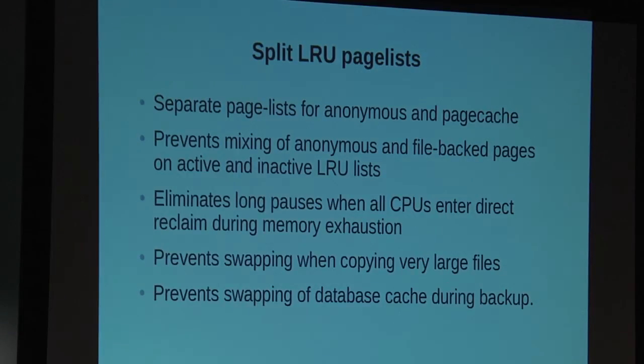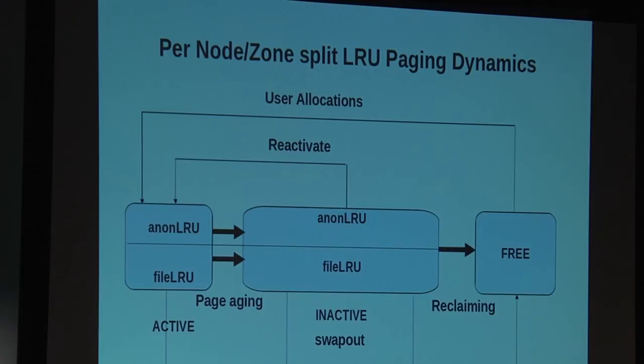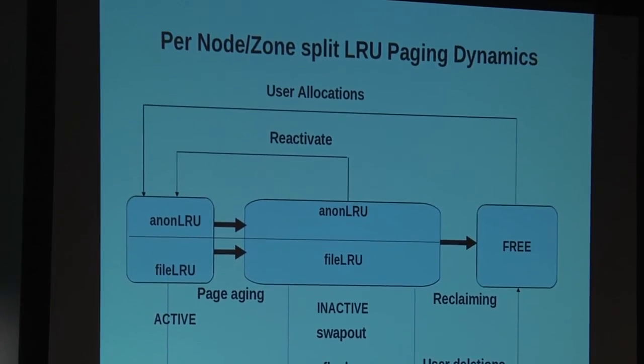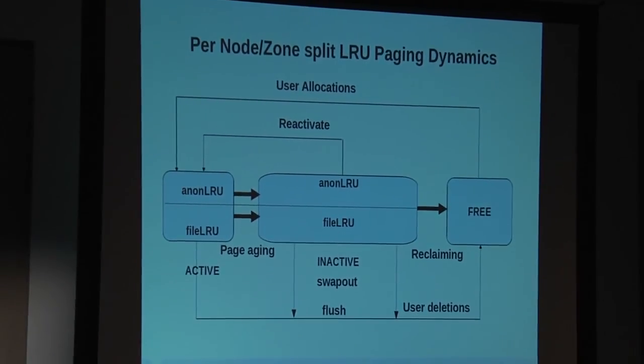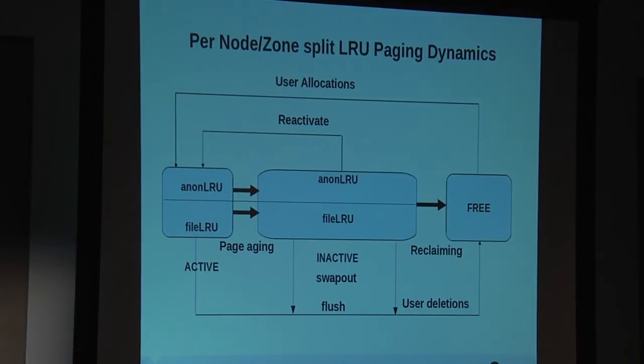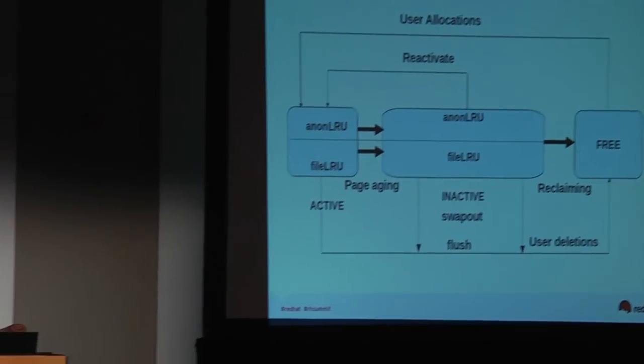So I'll just sort of get to a picture here. On a per NUMA node basis, we have these page lists, and each NUMA node has anonymous and file LRU pages, and we have active and inactive lists, and the pages migrate as they age. They migrate from active to inactive and then eventually get freed. And what I wanted to say here is this is done on a per NUMA node basis.